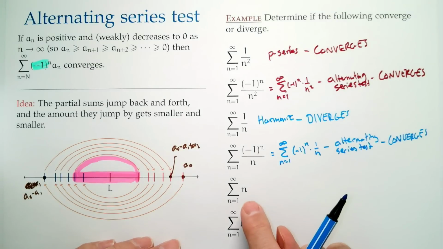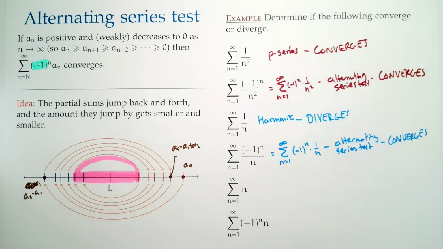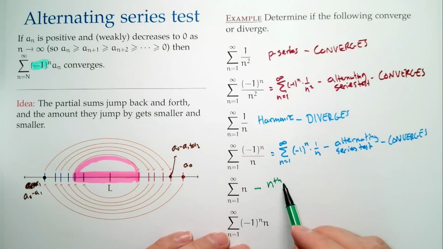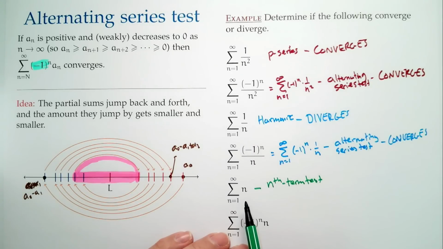Now, how about this sum? N equals 1 to infinity of n. So that's 1 plus 2 plus 3 plus 4 and so forth and so on. Does that converge or diverge? And how do we know? Well, this is going to diverge. Now, how do we know that? Well, we can do an nth term test, because if we look at the terms, they get bigger and bigger.